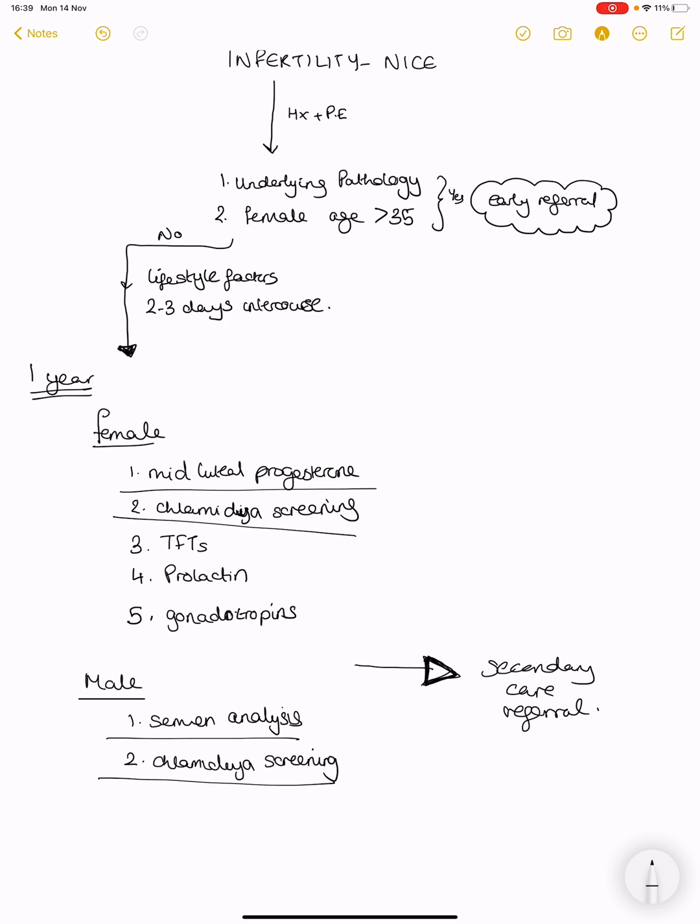Throughout this process, it can be very stressful for the patients, so it's good to offer counselling support throughout the process.